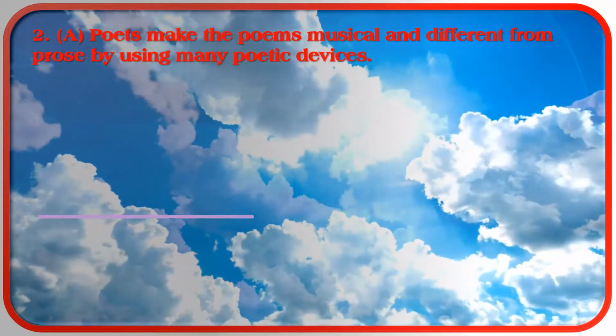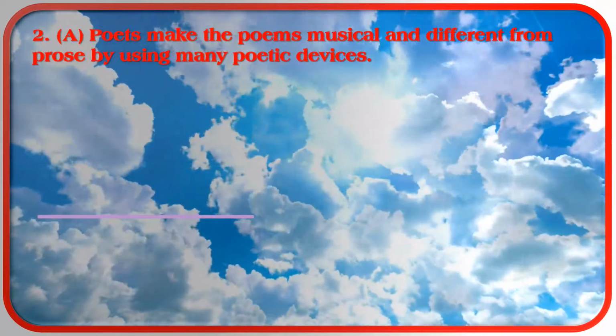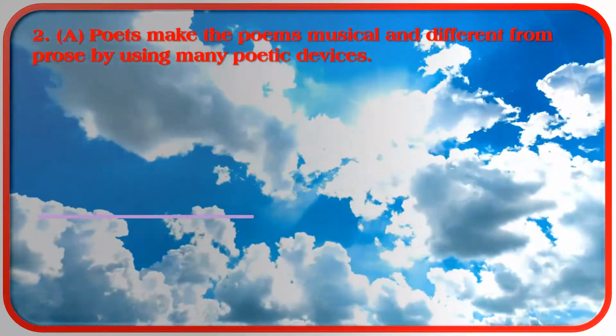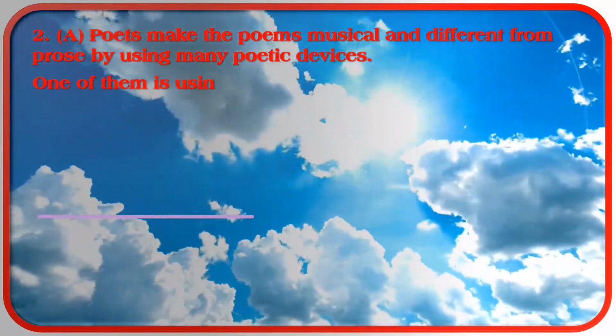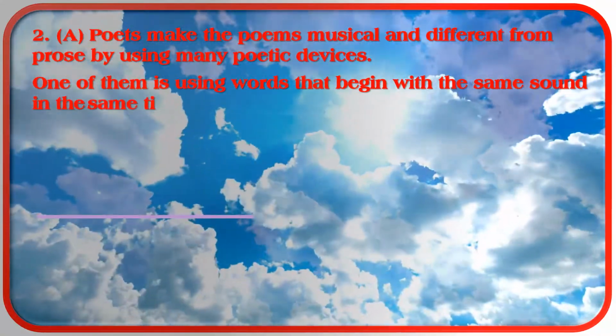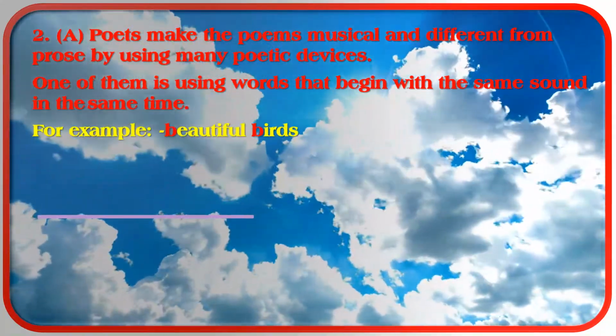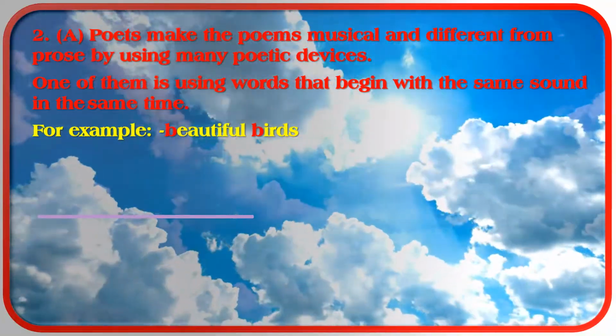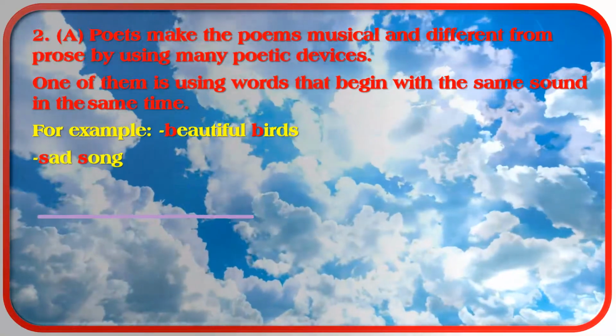So the question 2a, poets make the poems musical and different from prose by using many poetic devices. One of them is using words that begin with the same sound at the same time. For example, beautiful birds, the sound of B is repeated.